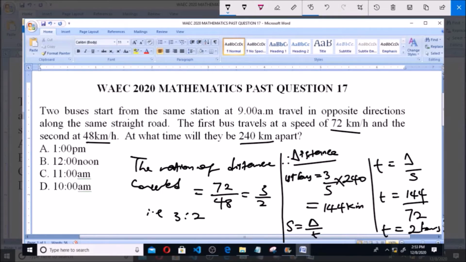Now, since the time at which they began their journey was 9 a.m., we simply add 2 hours to 9 a.m., and 9 a.m. plus 2 hours gives us 11 a.m. So the answer to this question is option C. At exactly 11 a.m., the two buses will be 240 kilometers apart.